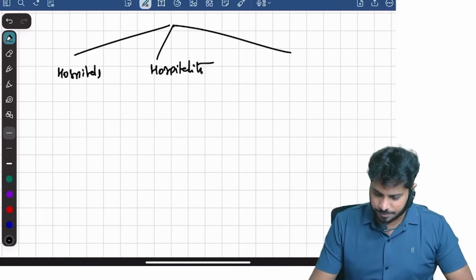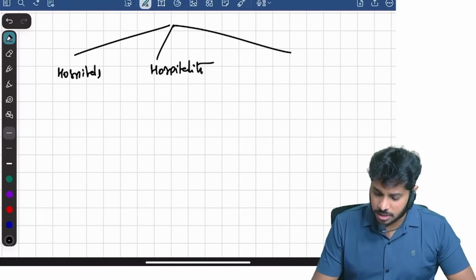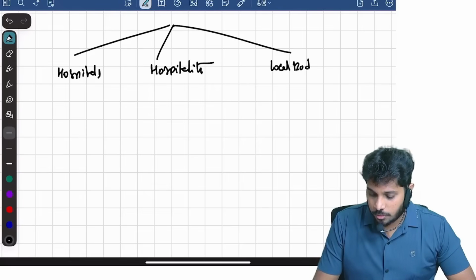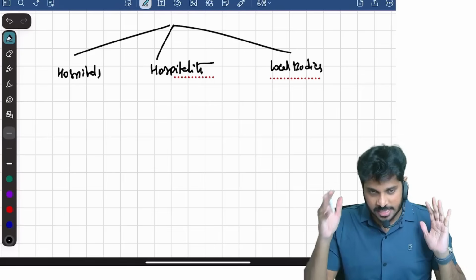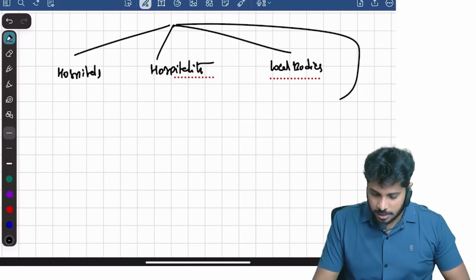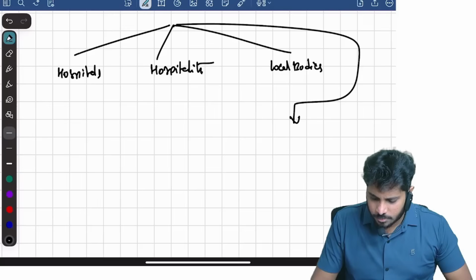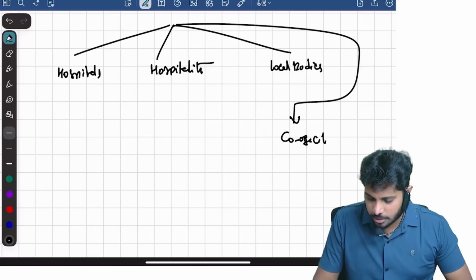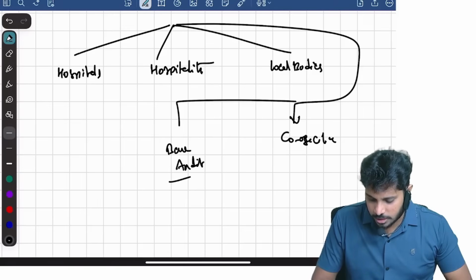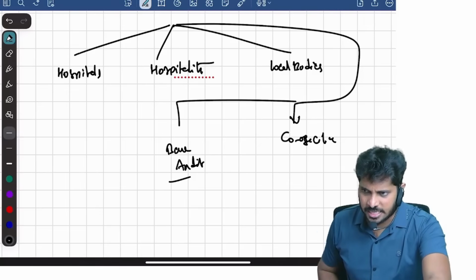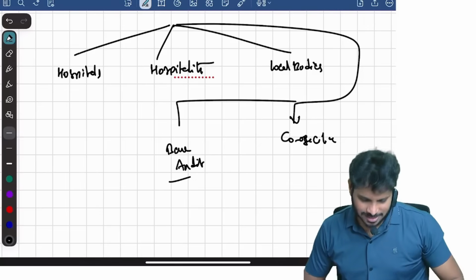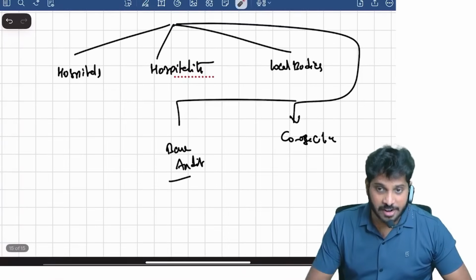Then we have local bodies. What is it? Audit of local authority. That's nothing but local body. Then we have something called cooperative societies audit. Then we have something else called bank audit. These are the broad audits available. Is there anything else? That's it. I think these are the 5 or 6 items which were there. Now I will give you a brief idea what all this is.